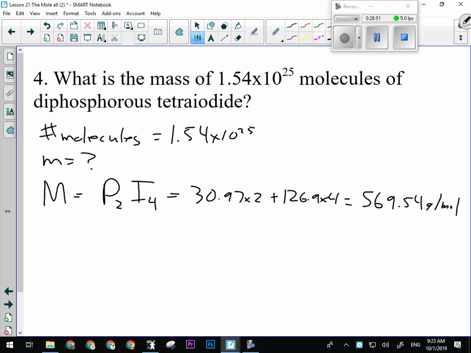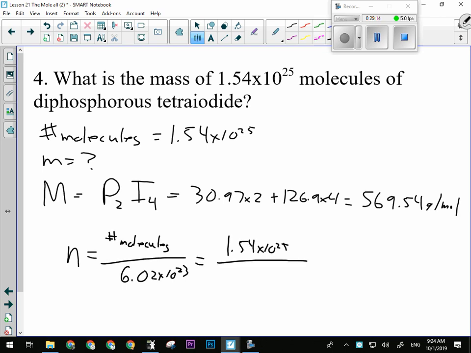If I'm going to get little m, then I need to calculate the number of moles. I can calculate the number of moles by taking the number of molecules and dividing by the number of molecules in a mole, 6.02 times 10 to the 23. So that'll be 1.54 times 10 to the 25 divided by Avogadro's number.